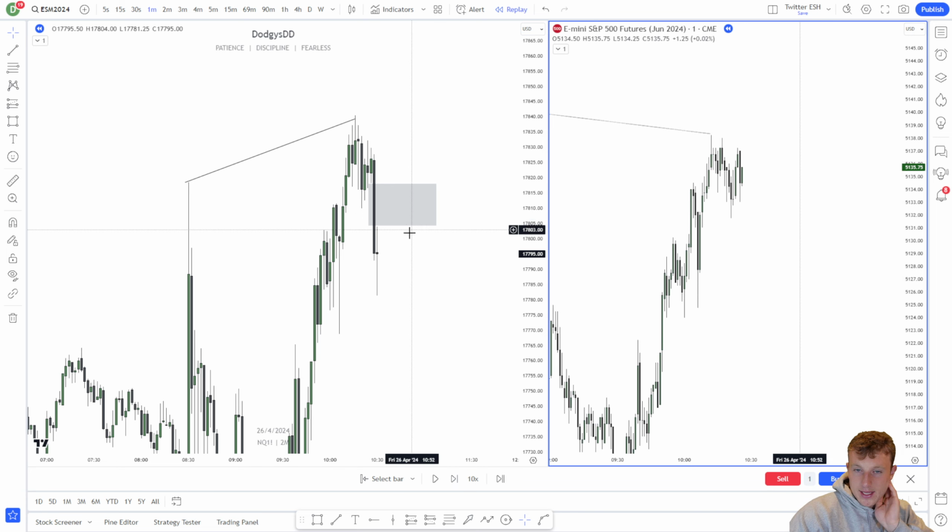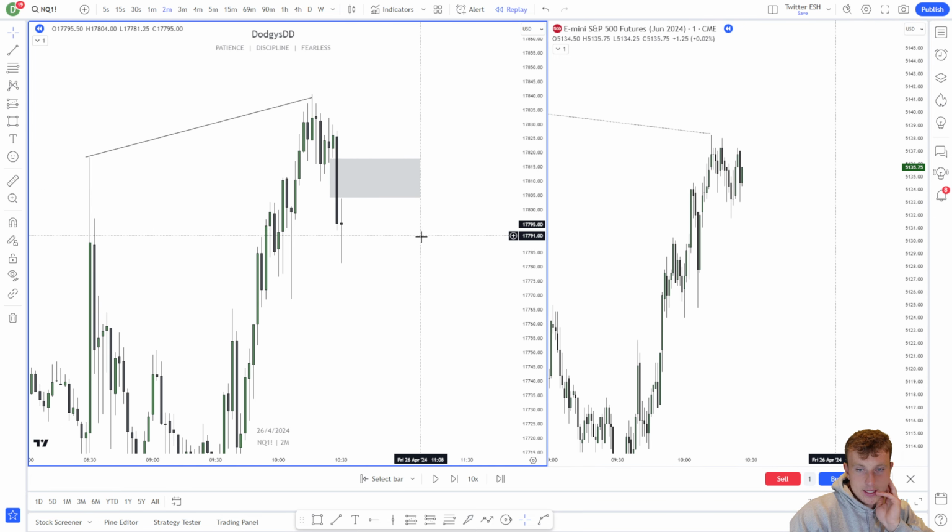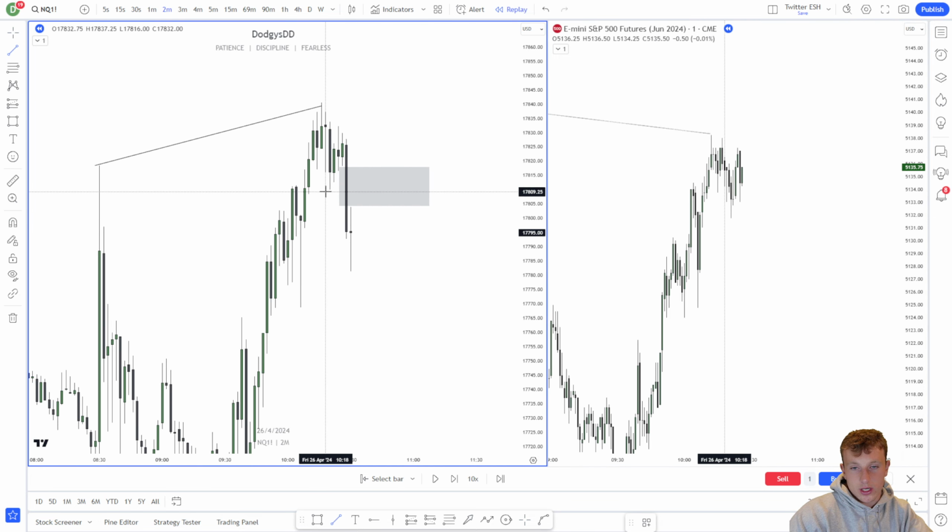Now, let me ask you something. Is this a market structure shift? Well, it's a break of structure because we break that low, but it's not really a market structure shift because we don't break the low that made that new high, if that makes sense. You ideally want the low that's the impulse leg that made the new high to break. So it's not the best market structure shift. So could this still be bullish? Yeah, sure can.